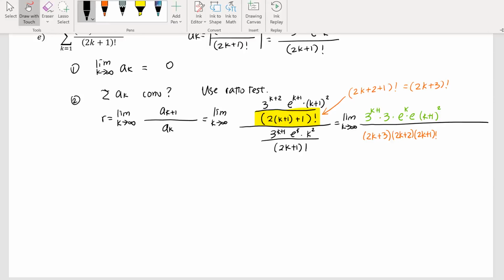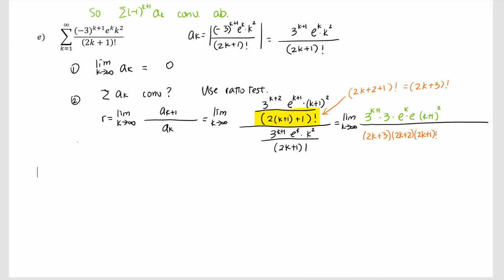Okay. So 3 to the k plus 1 stays downstairs. e to the k stays downstairs. k squared stays downstairs. And then we have 2k plus 1 factorial upstairs. So let's cancel. What can we cancel? 3 to the k plus 1, e to the k, 2k plus 1 factorial. Okay, let's see what is left.